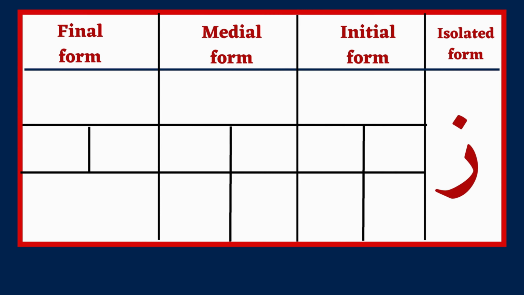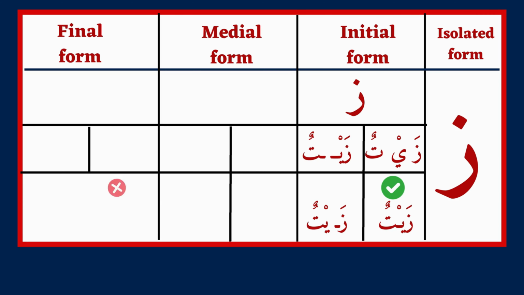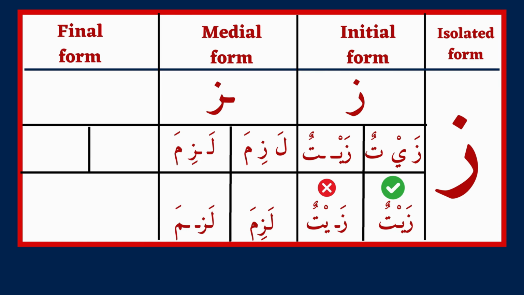The same rules of ra also apply to zay. See how we join zay to other letters when starting a word. Can you see? Now observe how it is connected in the middle, the same way as the letter ra in medial form. Follow me to see how we write the letter zay in the final form too. I hope you're getting it.